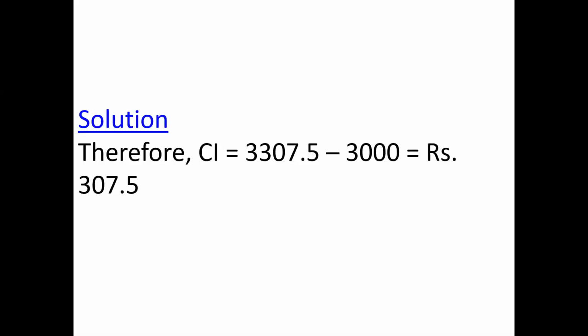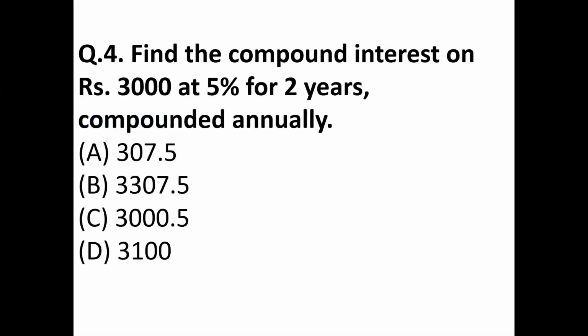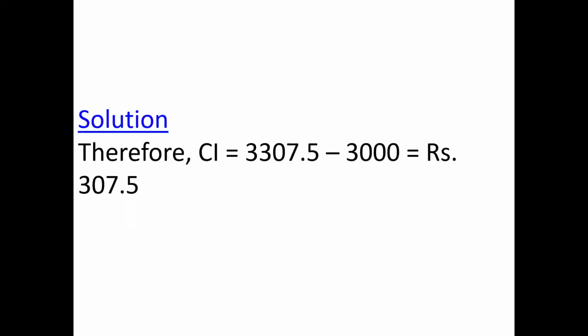I have given the direct solution only, because we have already discussed in the earlier part how to find CI and simple interest. P into (1 plus R by 100) whole to the power t. If we calculate that, then you will get the value, that is 3307.